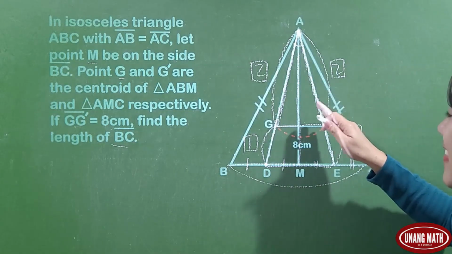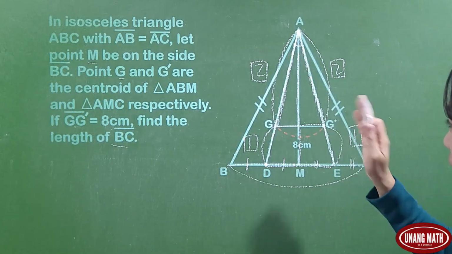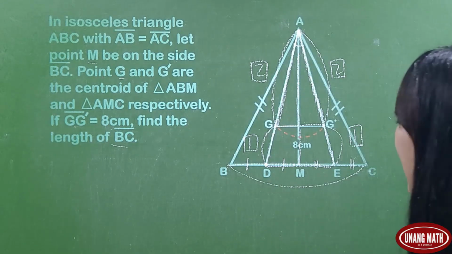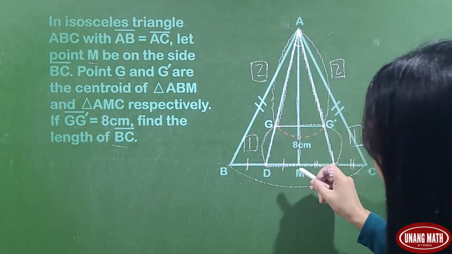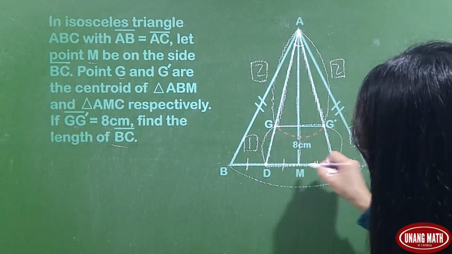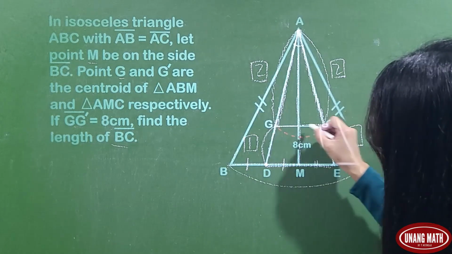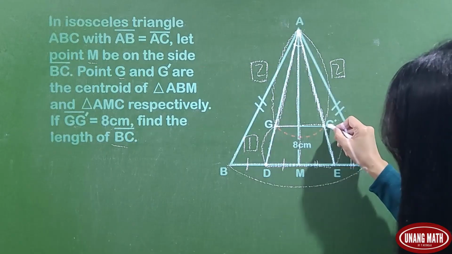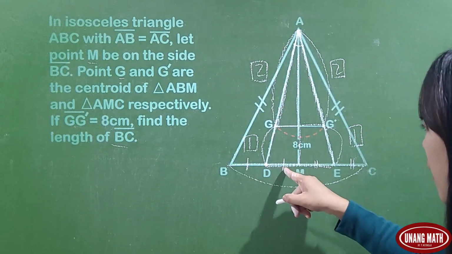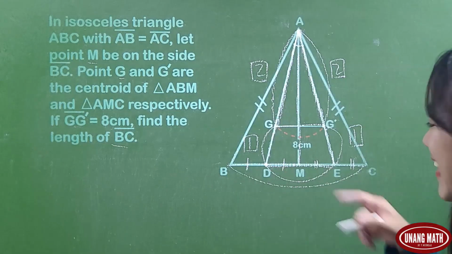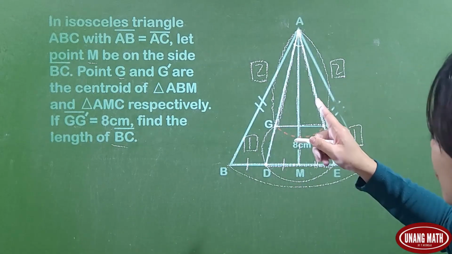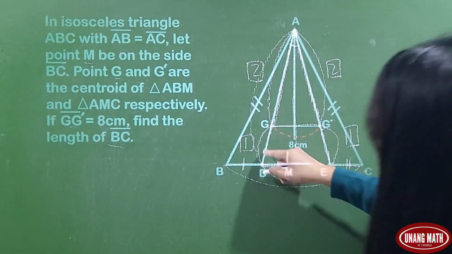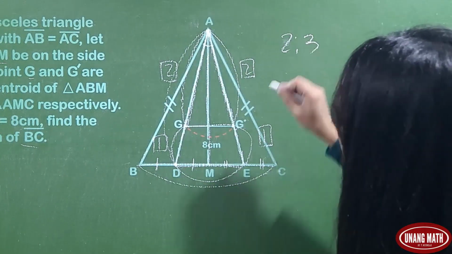So it means the ratio of the length of the corresponding sides are constant or equal. So to find the length of this segment DE, since it's already given that segment GG prime is 8 centimeters, this GG prime corresponds to this segment DE. So the ratio would be 2:3.